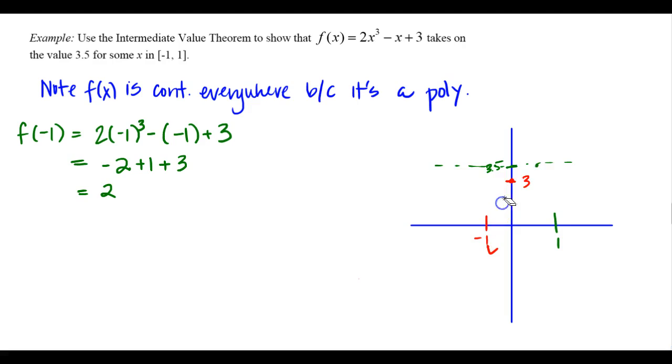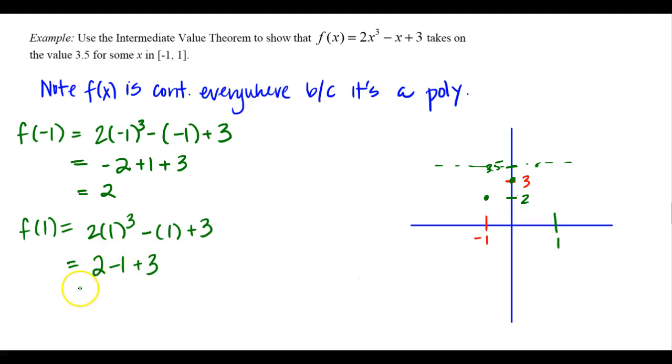So already my graph is not really accurate, right? At -1, what do I know? I go through the y value 2. So this is what I know, that points on the graph. I do know the y-intercept is 3. And now let's see what's going to happen at +1, the other endpoint. So f of 1 is going to be 2 times 1 cubed minus 1 plus 3. So we'll get 2 minus 1 plus 3. So 2 minus 1 is 1 plus 3 gives me 4. So when I substitute 1 in, I get out 4.